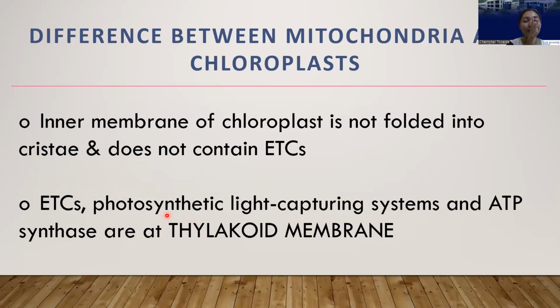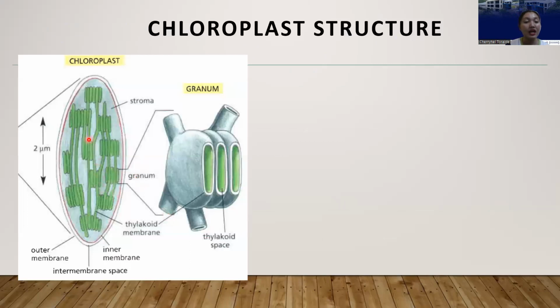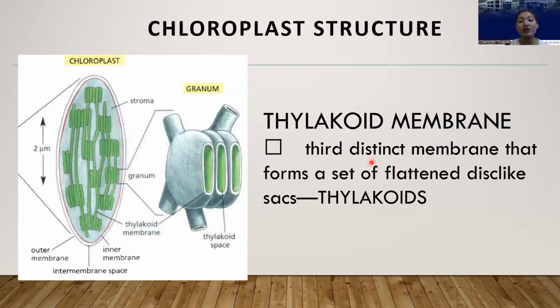So again, in the second membrane you find many membrane proteins, complexes, and ATP synthase in the mitochondria. In the third membrane, which is the thylakoid membrane, here you find those complexes. If you zoom in on one thylakoid membrane, this is what you can see. This is the thylakoid membrane, and inside is the thylakoid space. The thylakoid membrane is actually the third distinct membrane that forms a set of flattened disc-like sacs. It looks like stacked pancakes, something like that.